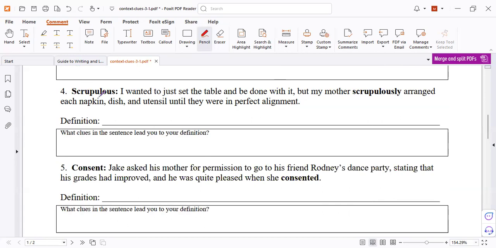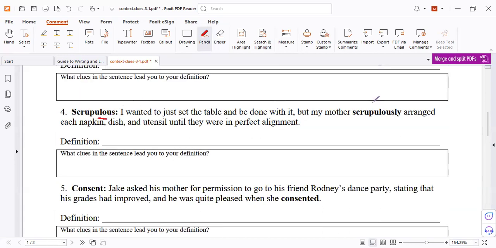Of course, we have adjectives. If you have an adjective, what does it describe? But here it's an adverb, modifies the verb arranged. Let's guess. I wanted to just set the table and be done with it. But the opposite: my mother arranged each napkin, each utensil until they were in perfect alignment, perfect precision, arrangement.